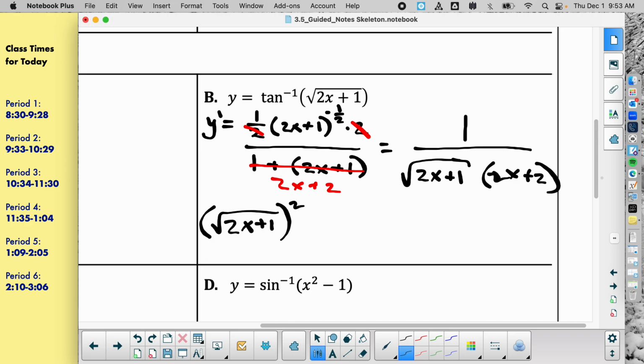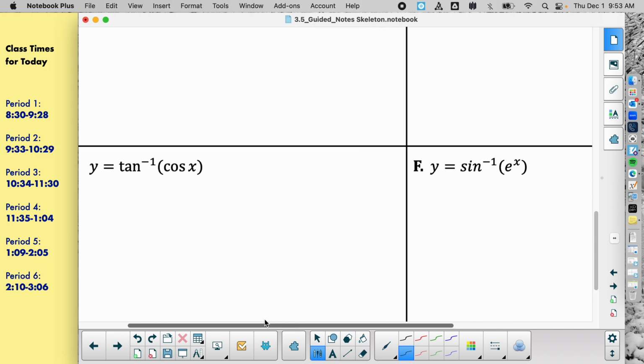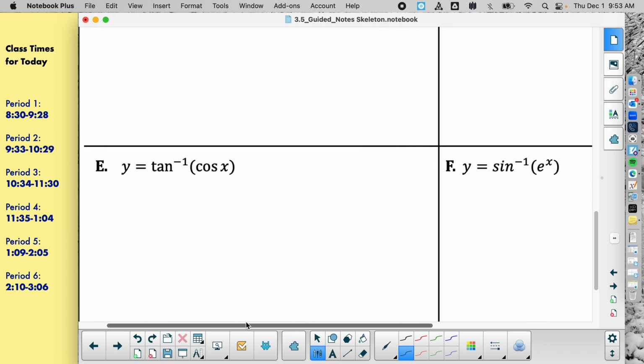Okay? You guys feel like you could try C and D on your own? Why don't you do that? Or the ones below them, are they worse? No, the e to the x isn't worse. E looks like, you guys probably wouldn't like E, huh? Let's do E. That one looks fun to me. I feel like E is going to simplify a lot, just because of what was chosen.